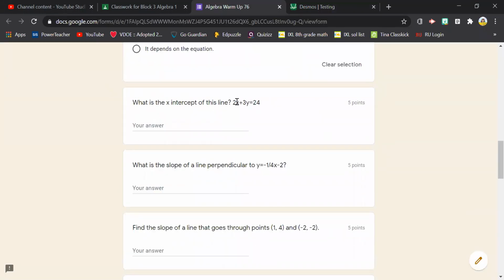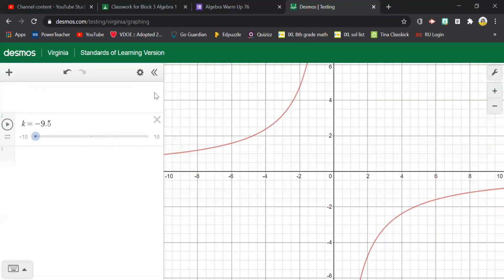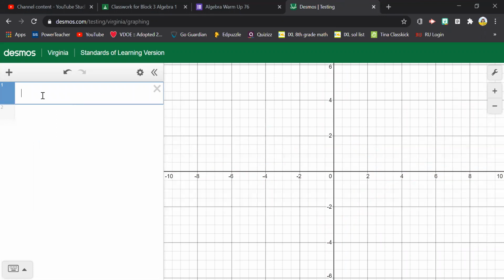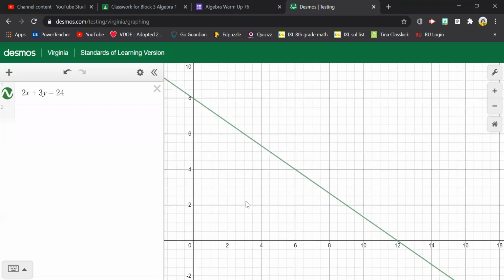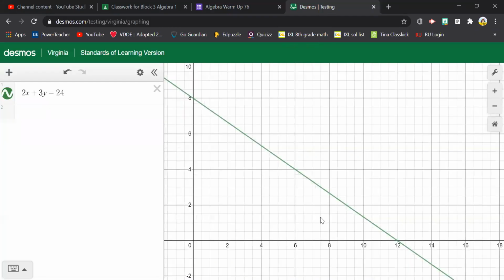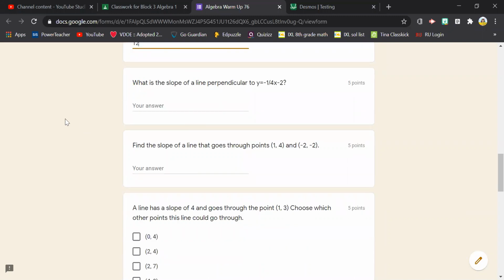For this one here, what is the x-intercept? So we can actually just copy this and paste it into Desmos. Okay, so here's my graph. And it's asking what is the x-intercept? The x-intercept is wherever this crosses the x-axis. In this case, it's crossing the x-axis at the ordered pair (12, 0). So this has an x-intercept of 12.